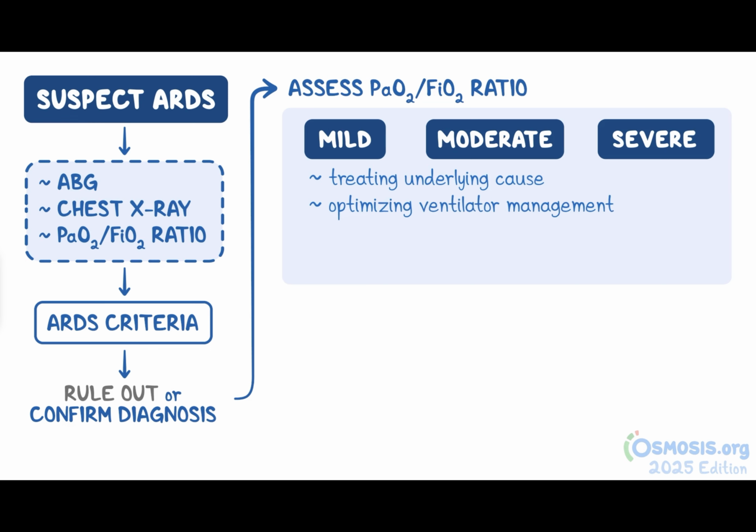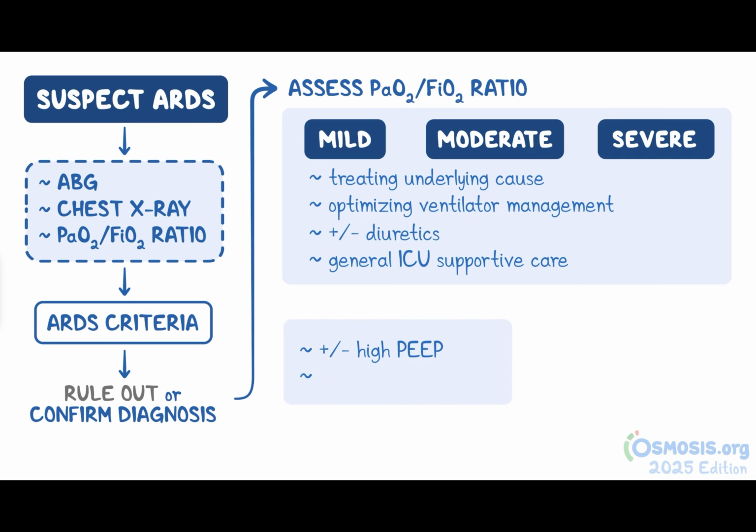Additional treatment options to keep in mind include diuretic use and general ICU supportive care, such as enteral feeding, DVT and GI ulcer prophylaxis, and care bundles. Finally, consider higher levels of PEEP, prone positioning, and use the neuromuscular agents and ECMO based on severity.